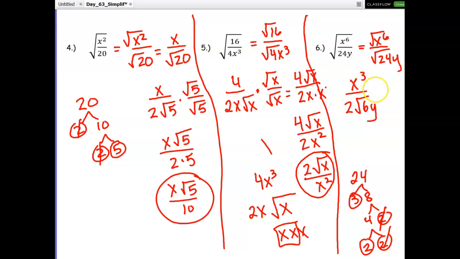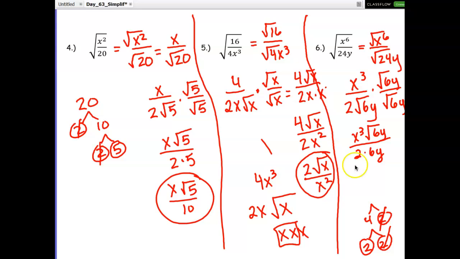Okay, so we're going to multiply that by radical 6y over radical 6y. We go straight across, and we get x to the 3rd radical 6y divided by 2 times 6y. Okay, so our final answer, we're kind of running out of space here. Let me erase this. Okay, our final answer would be x to the 3rd radical 6y all over 12y.